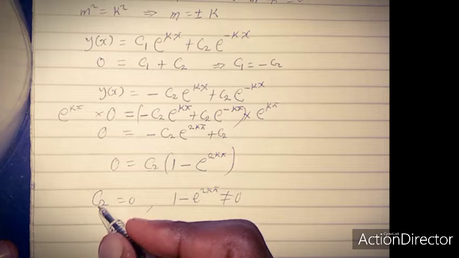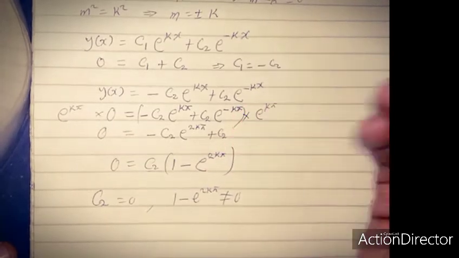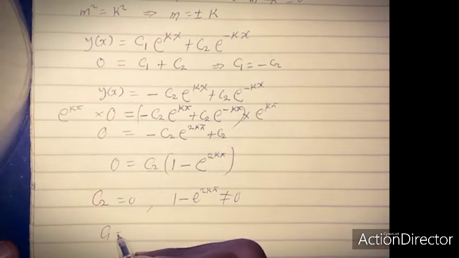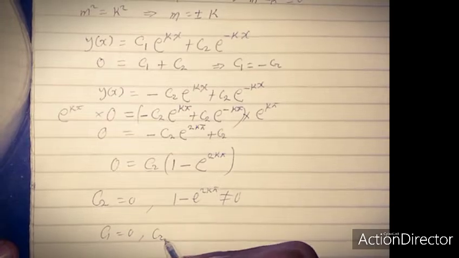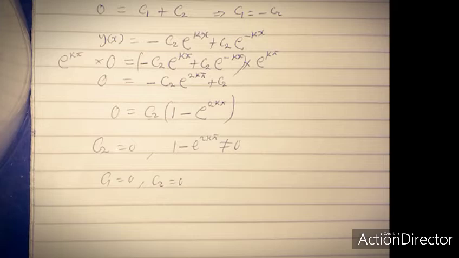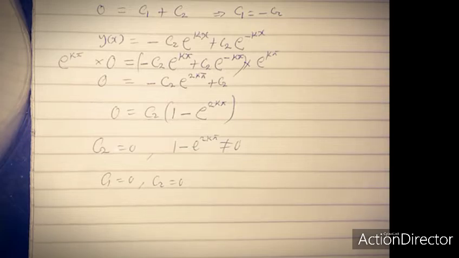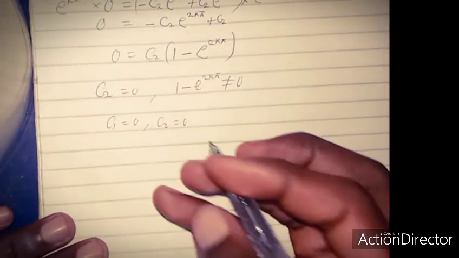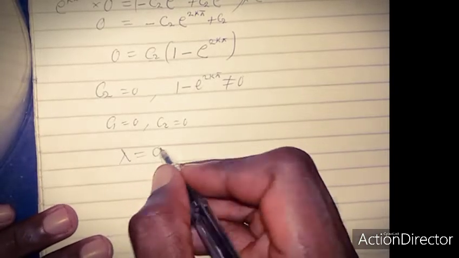So here, since c2 equals 0, that means c1 equals 0, c2 equals 0. Now we have a trivial solution in this case, so we cannot use that condition when lambda is less than 0, that is when lambda is negative. Now the next thing to do is to check when lambda equals 0.